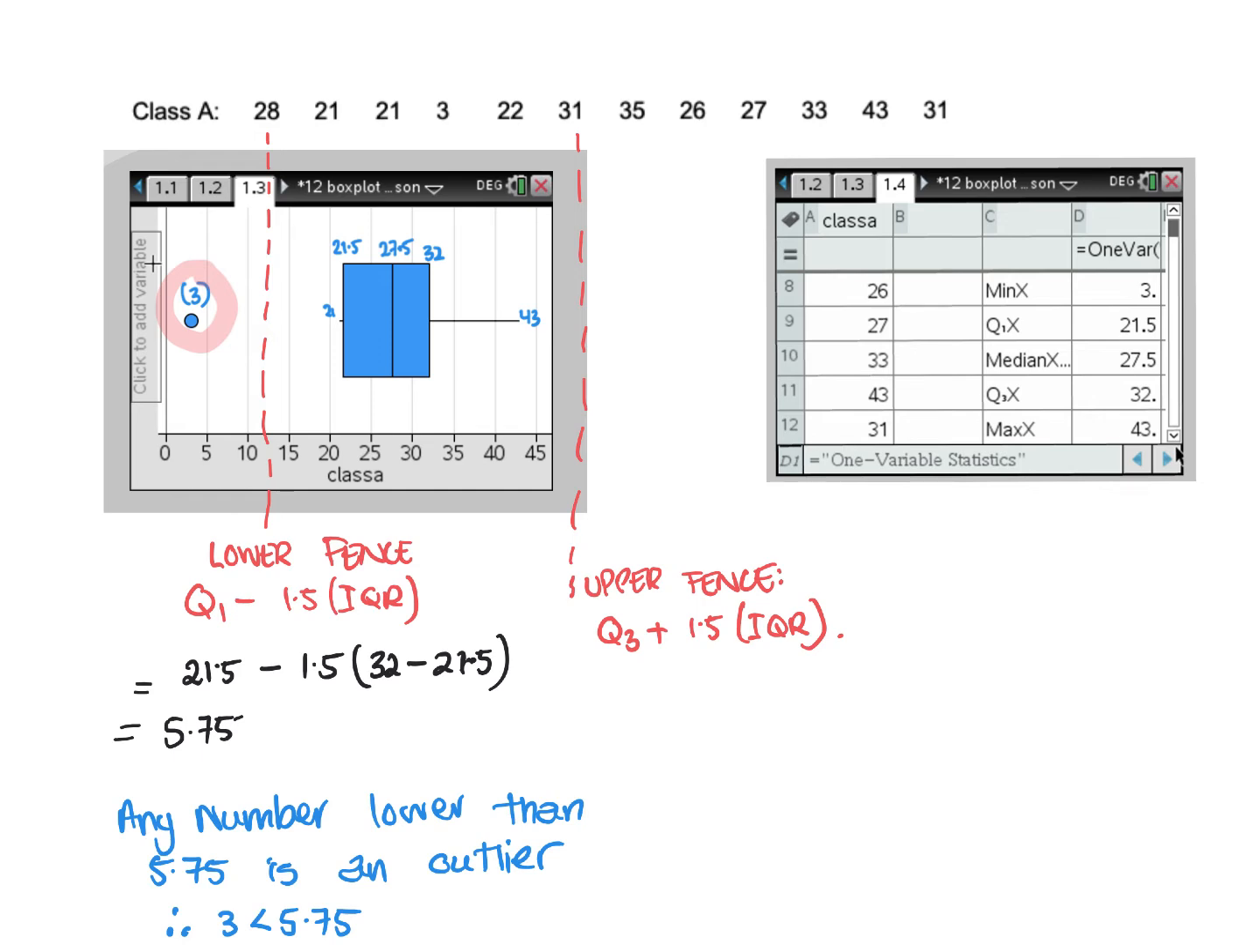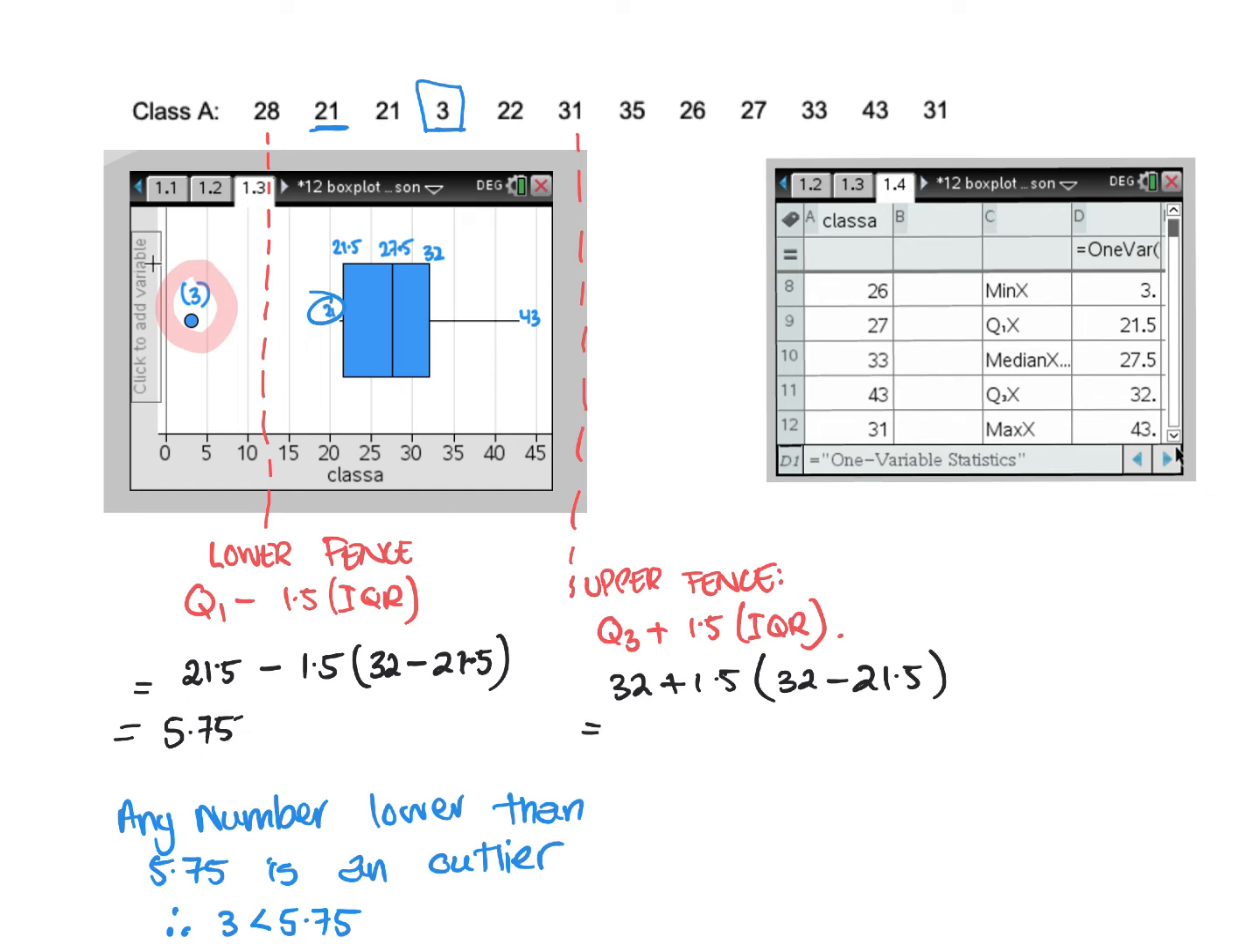So if you look up here, there's no other number except for 3 that was smaller than 5.75. And that's how they know 21 is the next smallest, and that's why that whisker went to 21, okay? Because that's the next smallest number. Okay, if we did the upper fence, we would do 32 plus 1.5 times the interquartile range, which is still the same, okay?